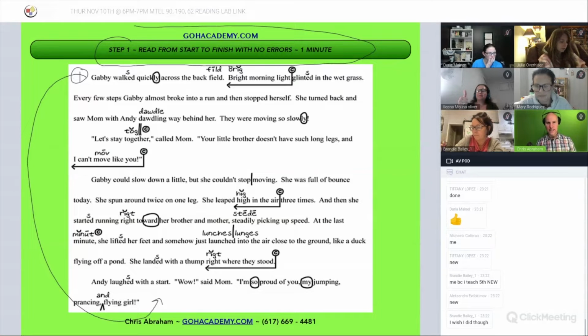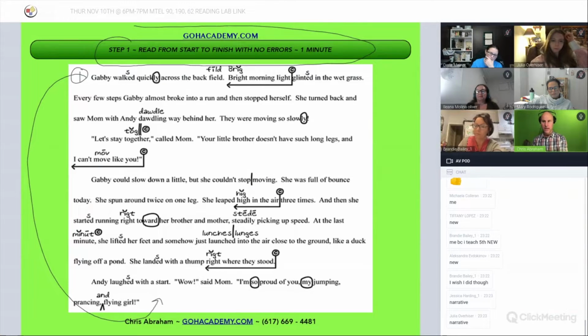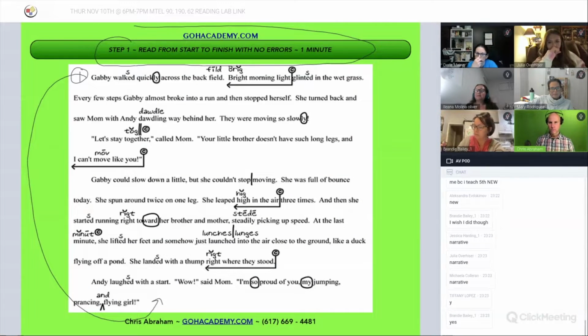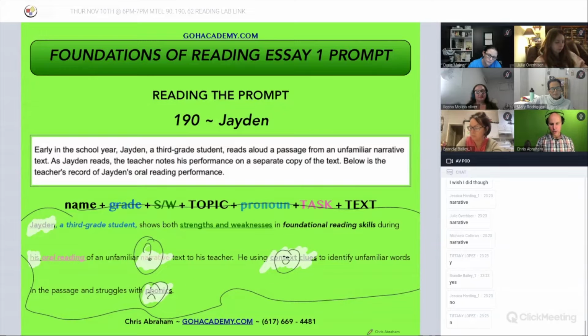Now, here's my question. Is it a narrative text or an expository? Is it a story, narrative, or expository? It's a narrative text. Jessica says a narrative text. Everyone agree? Is that hard to spot? So then when we start to write our essay, we want to make sure that we include that, and we can mention that, in the narrative text.